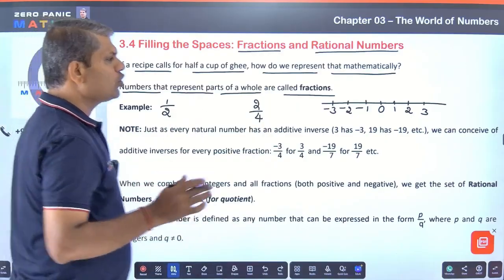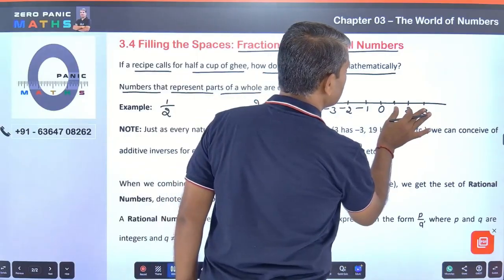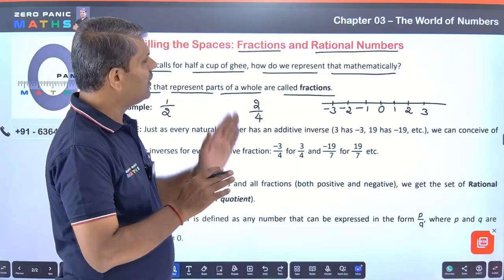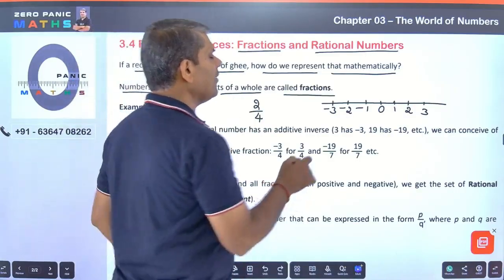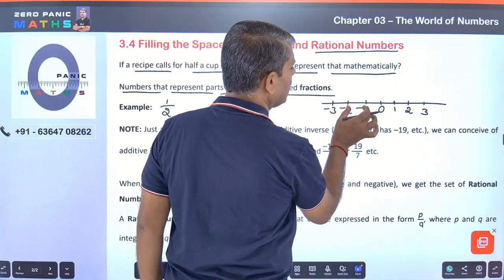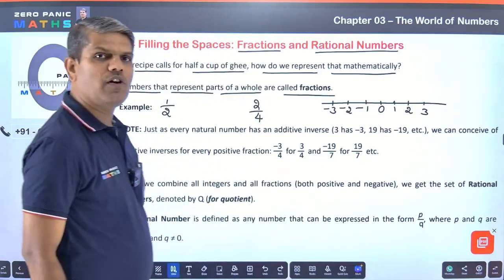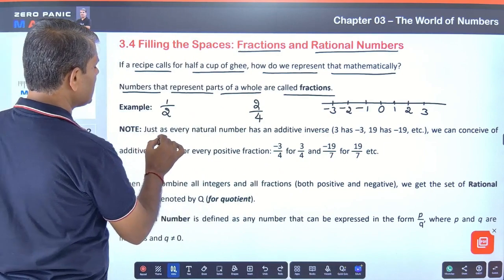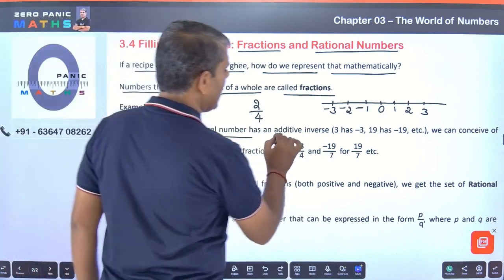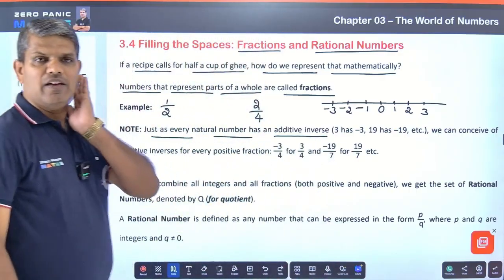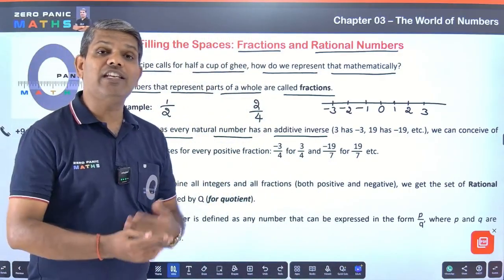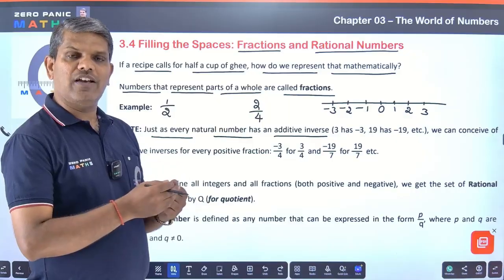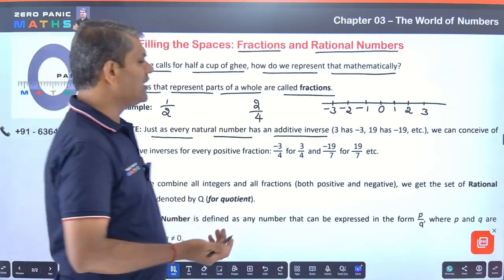But currently you should know that the number that fills between the two whole numbers is called a fraction. Okay, or a fraction can be in the range of negative numbers and it can be in the range of positive numbers also. Just as every natural number has an additive inverse, okay, say for the integers, what is an additive inverse? Additive inverse is such a number which, added to the number itself, gives you 0. Okay, that is called the additive inverse.